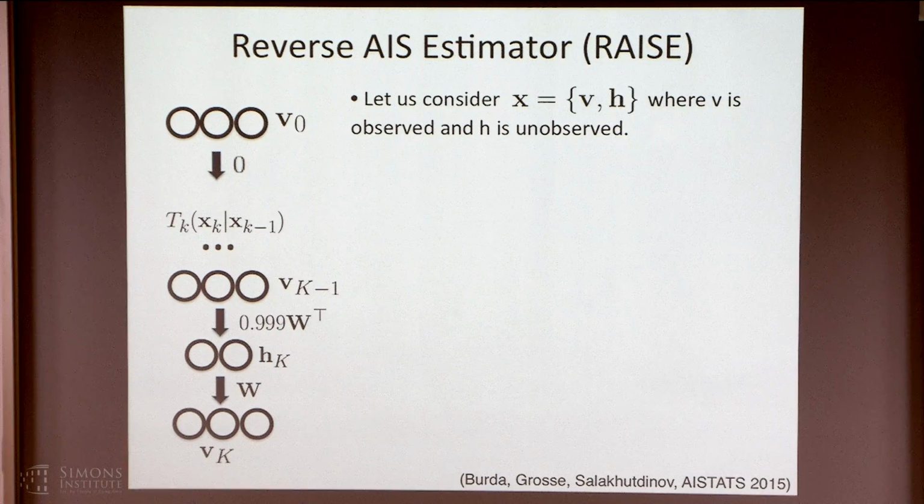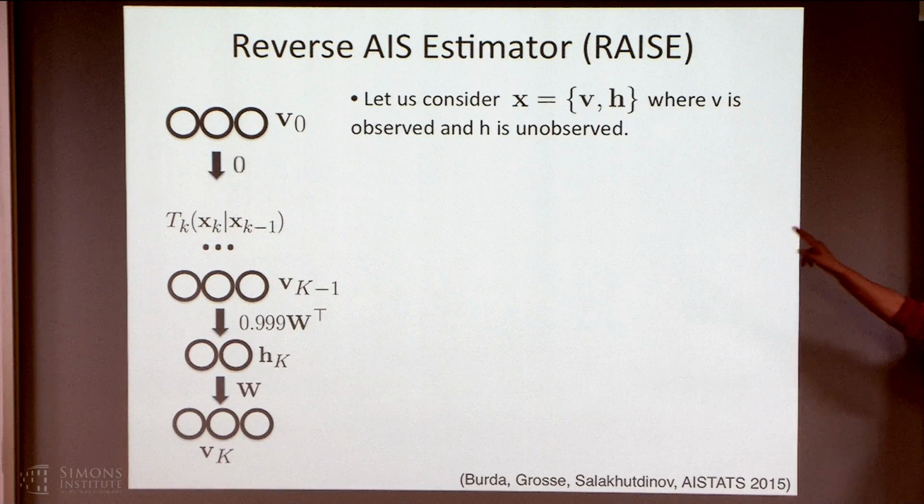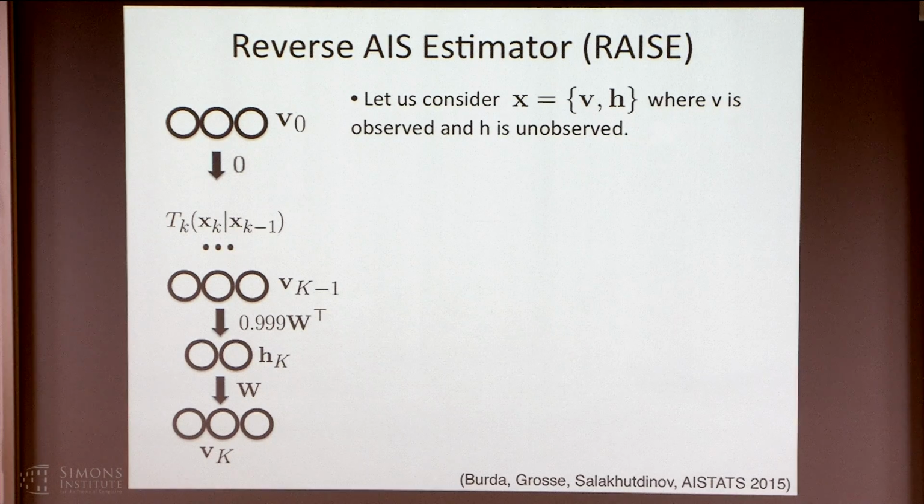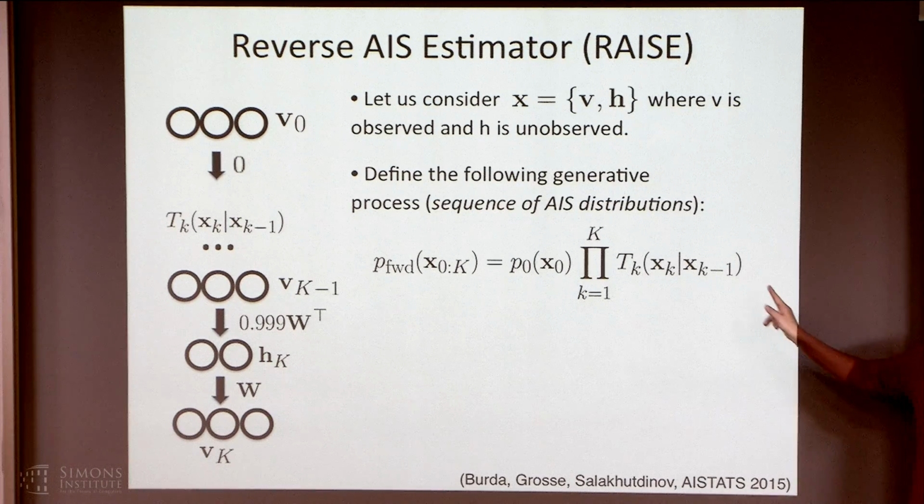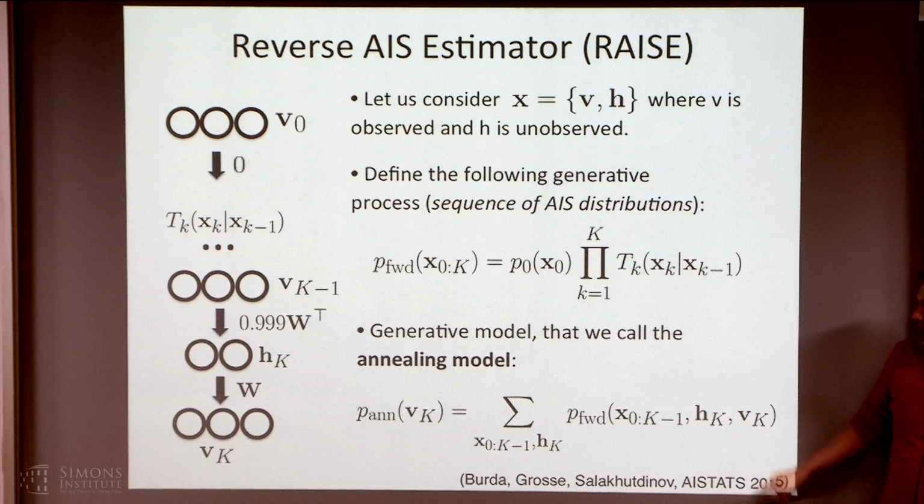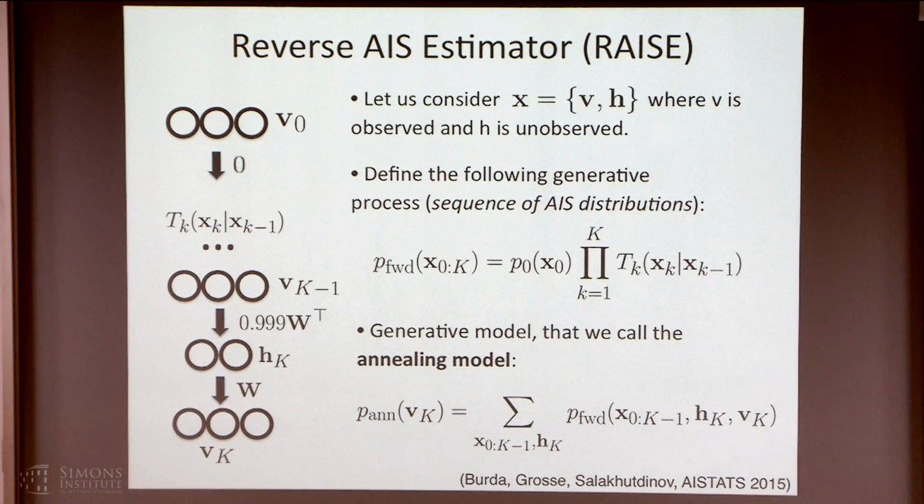So let's look at the following procedure. Let's consider X to be the joint state of the visible and hidden variables, where V is the observed and H is unobserved. And we're going to define the following sequence of AIS distributions. We're going to anneal starting from 0 all the way to when W is 1. I'm going to declare this to be my generative model, which we call the annealing model. It's the overall stochastic process generating the data, and you're summing out all of these latent variables.